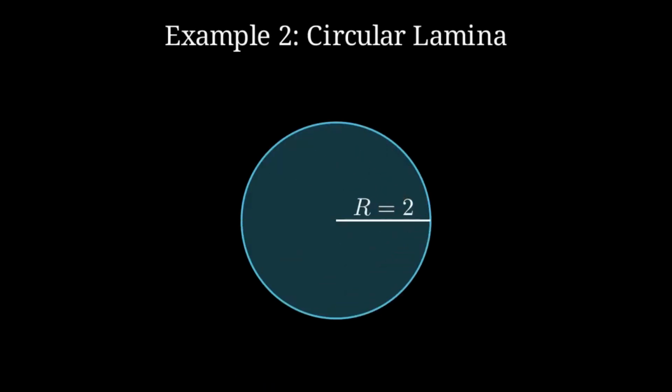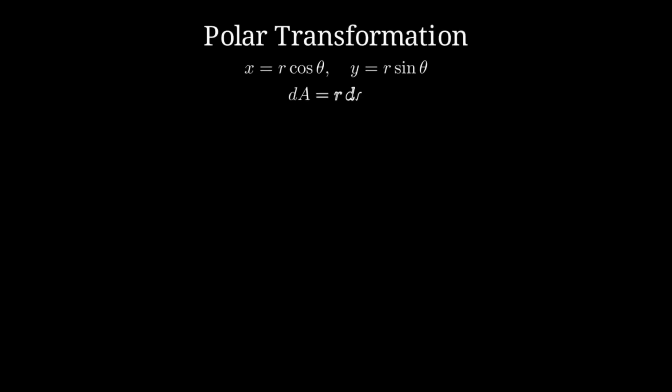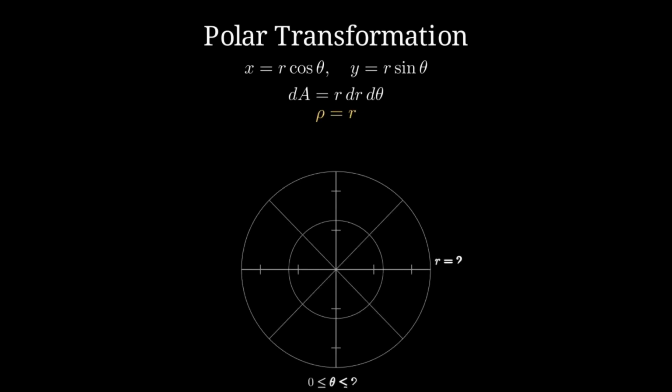For circular shapes, Cartesian coordinates can be difficult. If we have a disk with density proportional to the distance from the center, switching to polar coordinates makes the integration much simpler and more elegant. In polar coordinates, x squared plus y squared equals r squared, so our density becomes simply r. Don't forget the Jacobian factor r in the area element dA, making our integrand r squared.